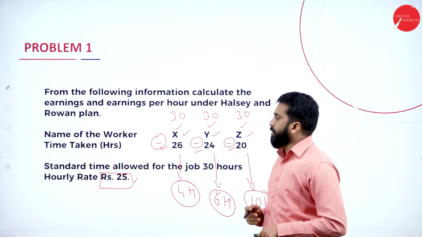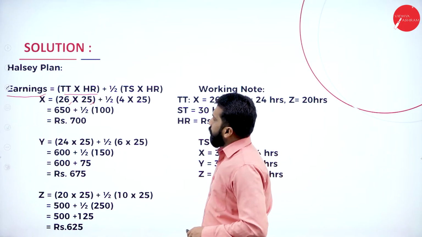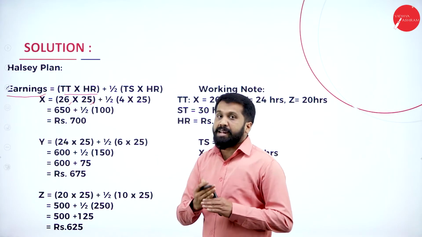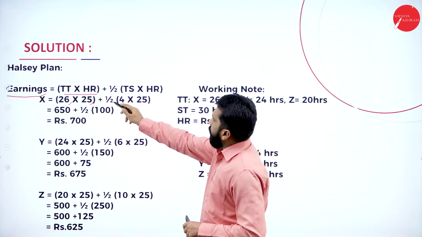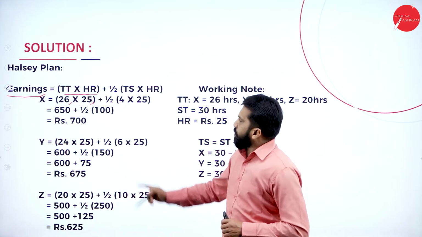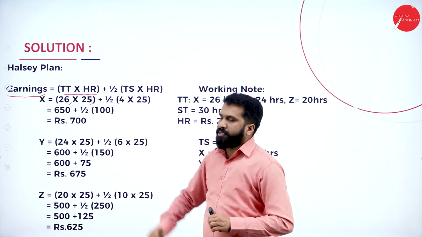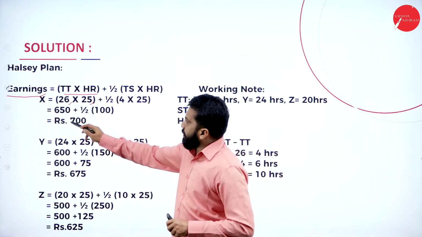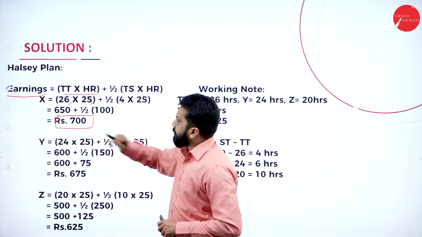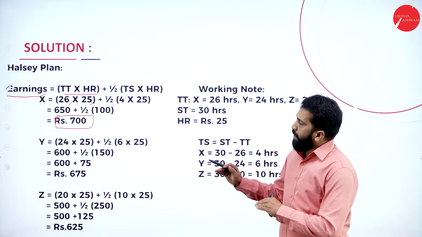Half of the 4 is how much? Half of the 4 will be 2. 2 into 25. Or else you can multiply, later you can divide. Now, 25 into 4 comes to 100, and half of 100 will be 50. 650 plus 50, you got 700 as the answer. Any doubt? No doubt. Similarly, X is done.